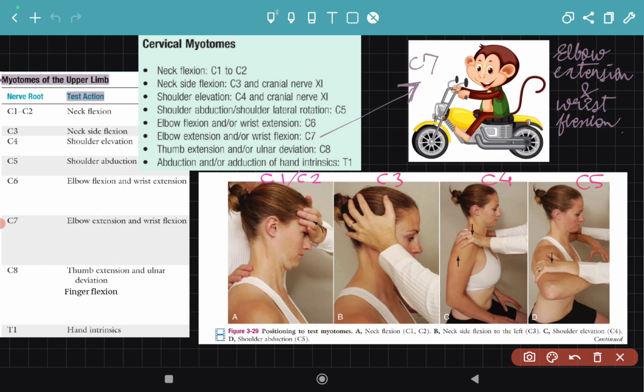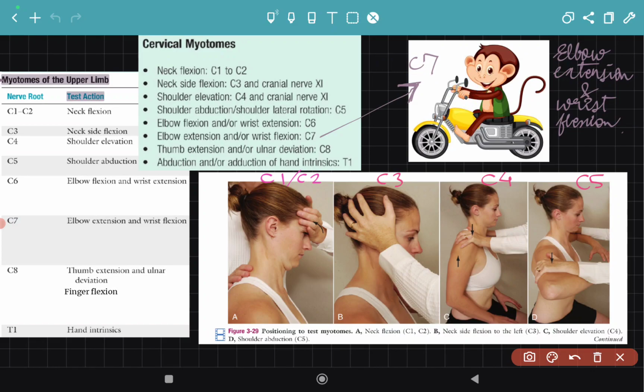Now C6, we will see the diagrams further. C6 is for elbow flexion and wrist extension. The opposite of this is C7, which is elbow extension and wrist flexion. To remember C7 easily, you can keep in mind the position of the upper limb while riding a bike. Here an animated image has been shown to demonstrate C7, the cervical myotome. You can see the elbow is extended while riding a bike and the wrist is slightly flexed.